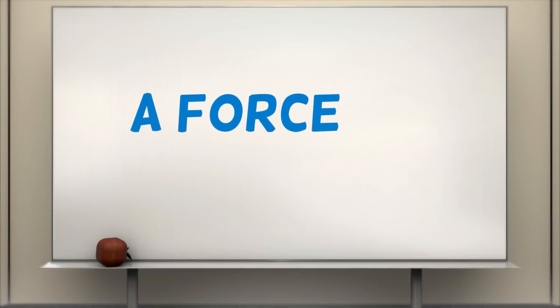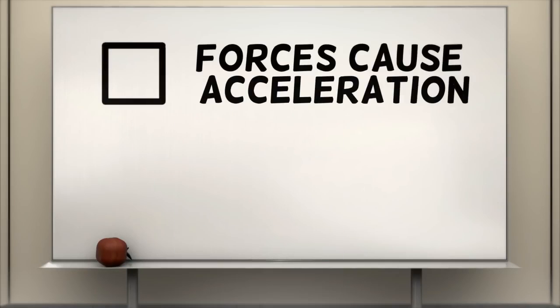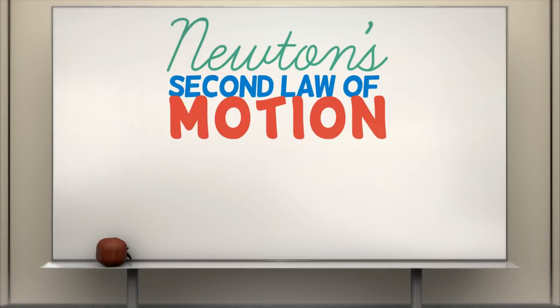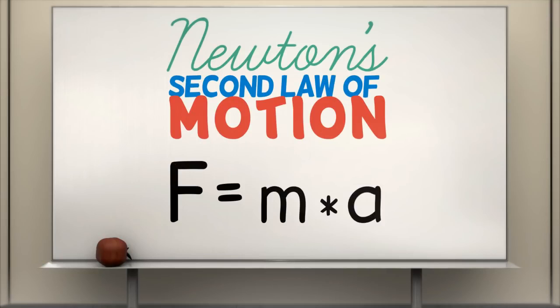So what is the next logical step in understanding why things move? If we now know that a force causes acceleration, we might also wonder how much acceleration we can get from a certain force. The answer to this is actually Newton's second law of motion. F is equal to m multiplied by a.